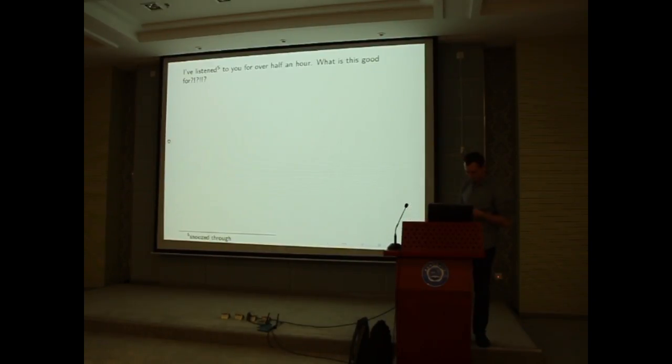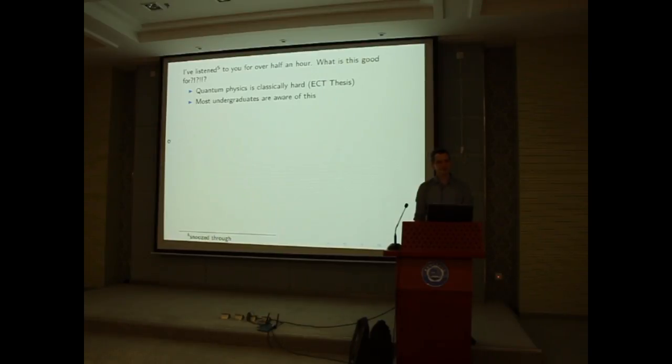All right, this is my last slide. It's a really good question that comes up quite a lot. So, what is this good for? At this stage, it's not super clear, and I think other people have said this. But it's clear that the message is that quantum physics is classically hard, and this has implications for the extended Church-Turing thesis. That's pretty important. But most university students who do quantum mechanics will tell you it's hard. They're probably aware.